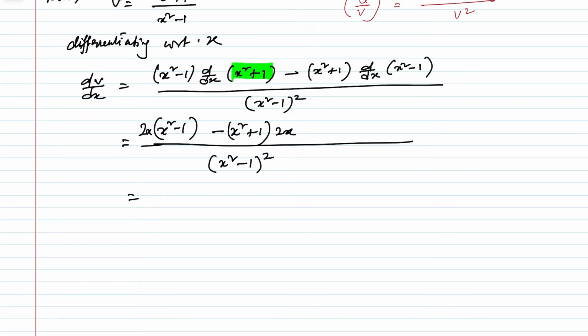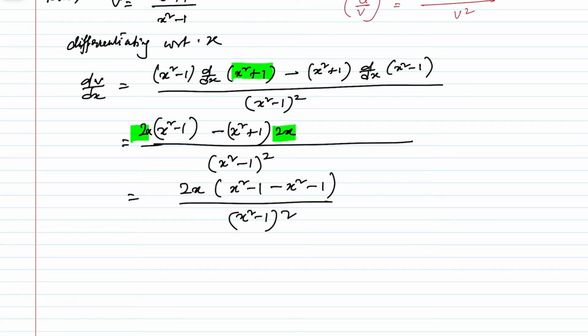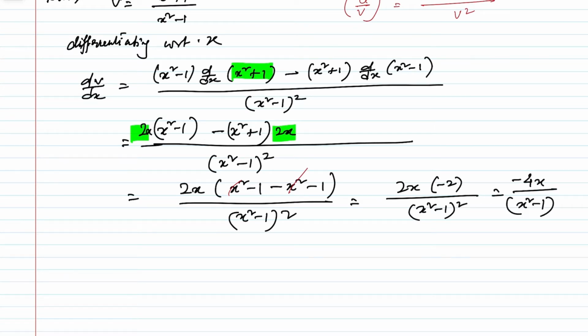So let us take twice x common from both the terms. So on taking twice x common, here we will get x square minus 1 minus x square minus 1 by x square minus 1 whole square. So here we will get twice x. So this one cancels, minus 1 minus 1. So let me write twice x minus 2 by x square minus 1 whole square. That's going to be equal to minus 4x by x square minus 1 whole square.